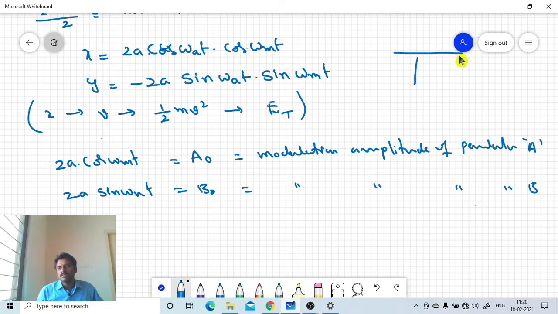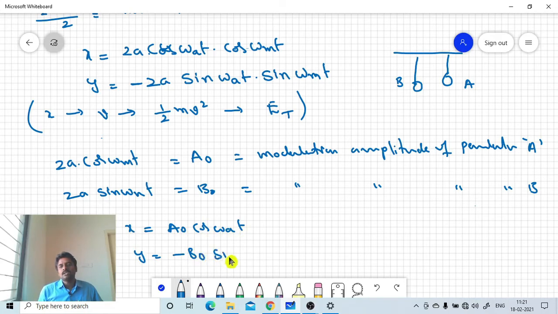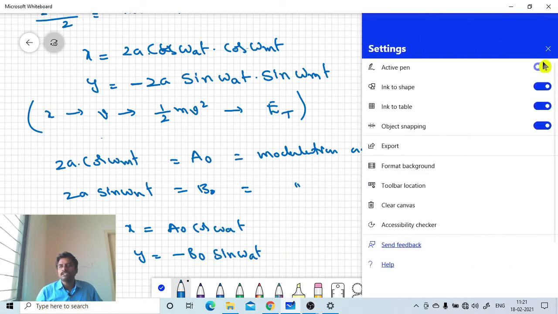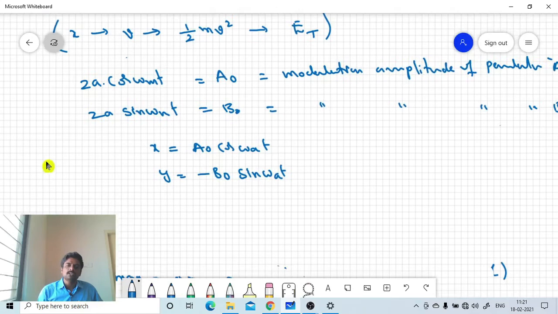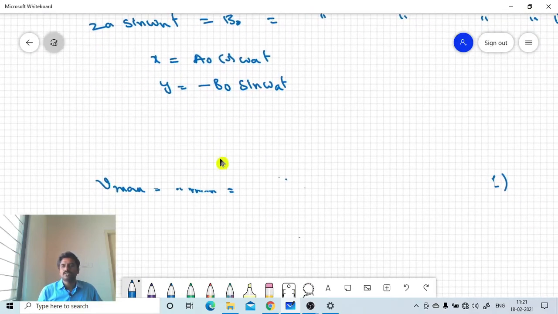In the general case, in the first condition we took pendulum A here, pendulum B here. So this modulation amplitude is a naught, and this amplitude is also a naught. So finally, what is the displacement we will get? x is equal to a naught cos of omega a t, and y is equal to minus b naught sine of omega a t. Up to here we got just the displacement equation, in simplified form.